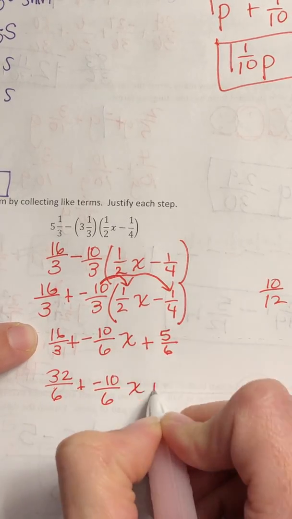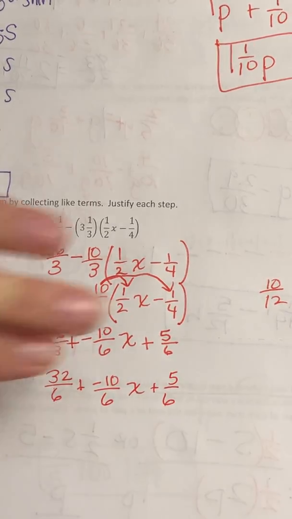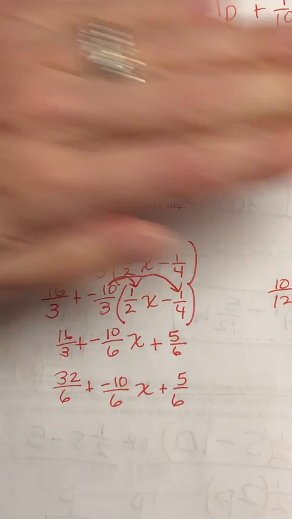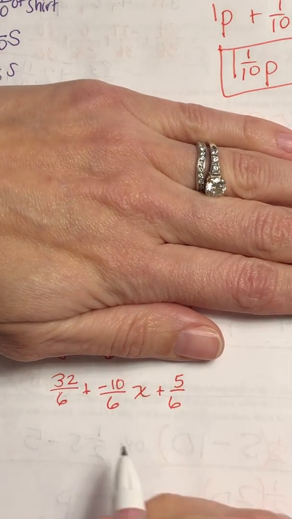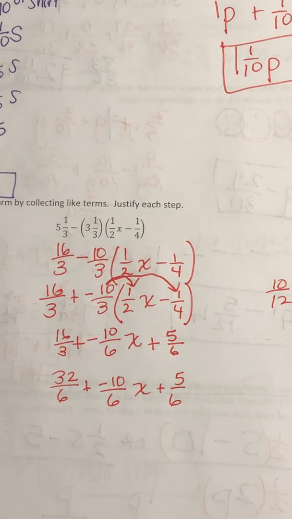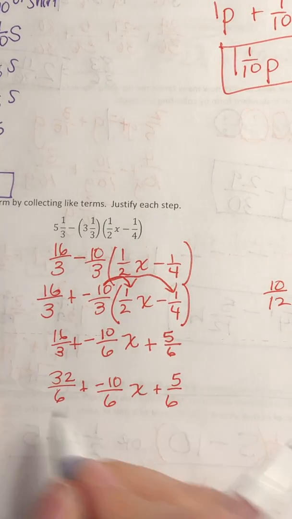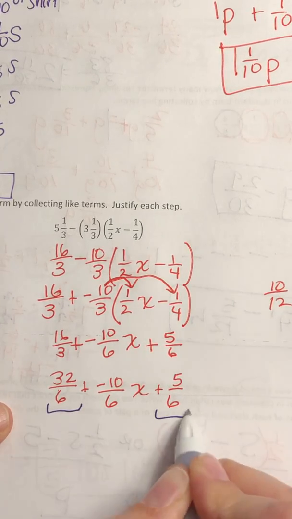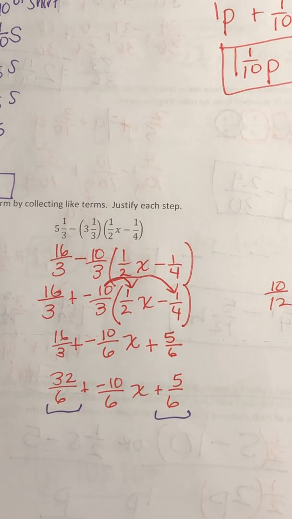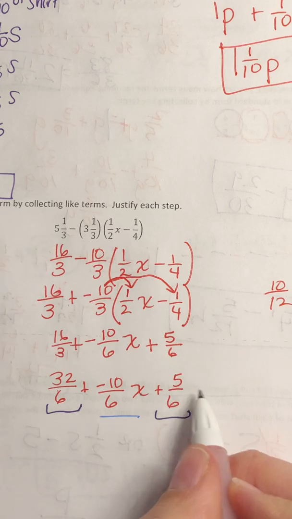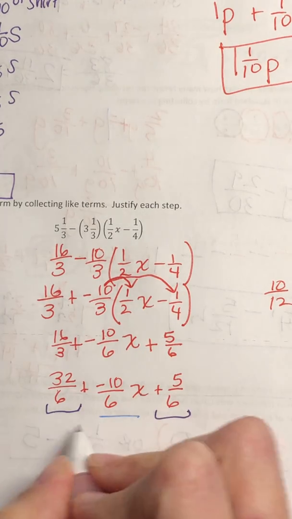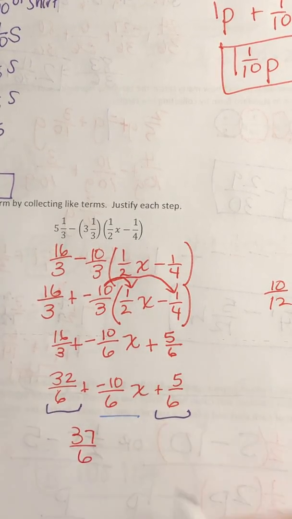I always like to bring it down so that I'm only focusing on one line at a time. Now I can ignore all of the rest of this other stuff and just focus on this problem. Notice we can combine like terms here. These two are constant terms, and that one's just your variable term. So if I have 32/6 and 5/6, together I have 37/6.